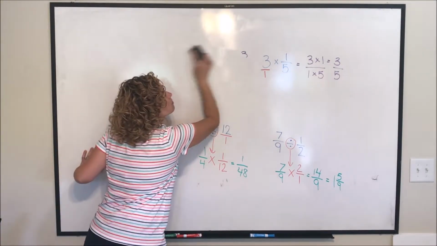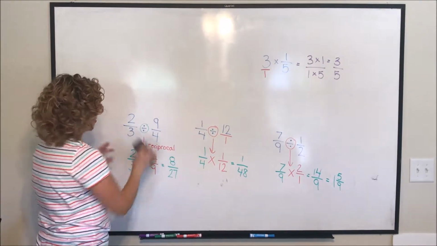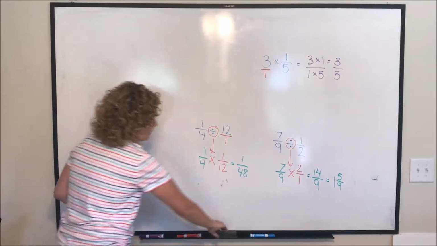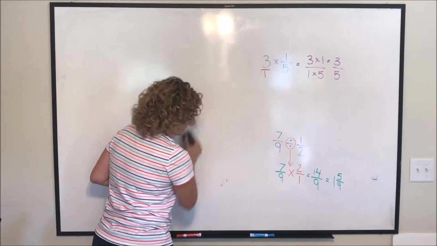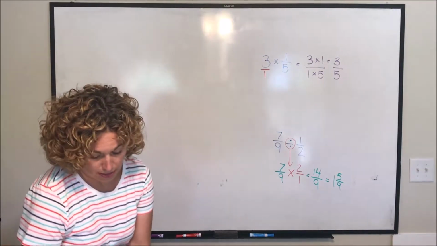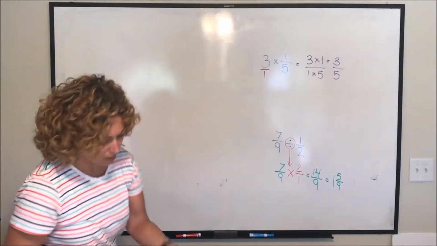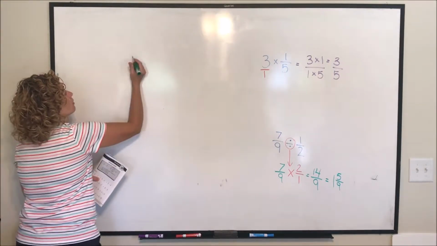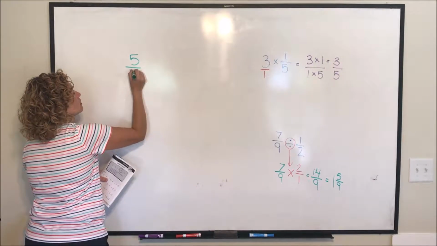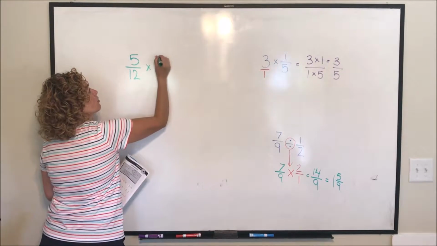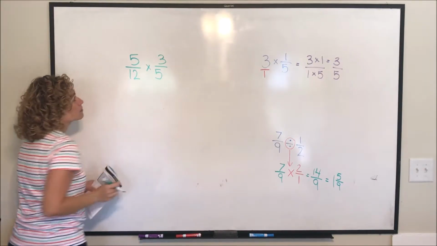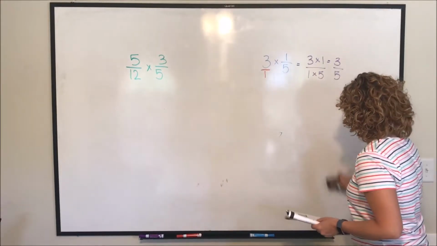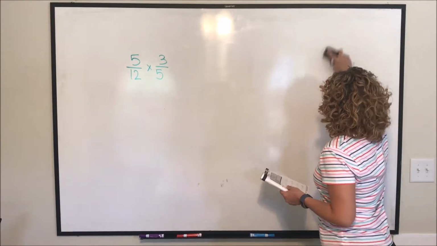So now, the next thing we need to do, we need to learn to reduce our fractions. For instance, let's look at 5/12 times 3/5. Okay? You can go ahead and try that problem if you'd like, or you can walk through it with me.